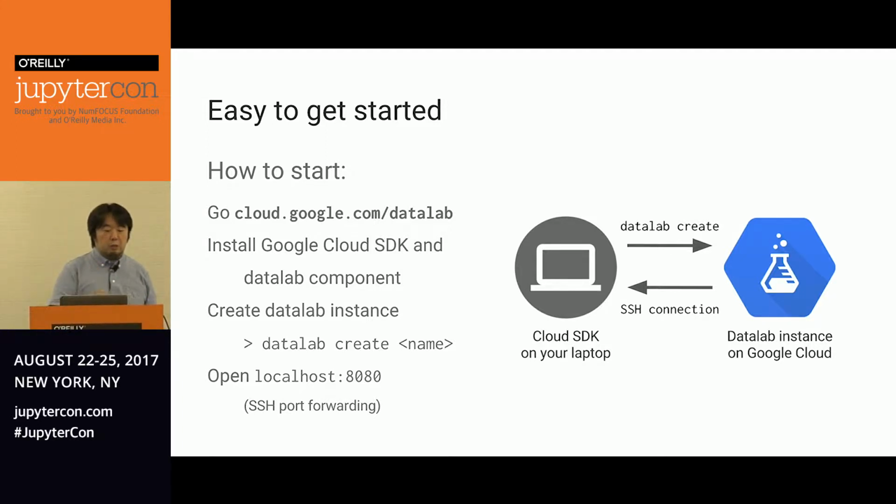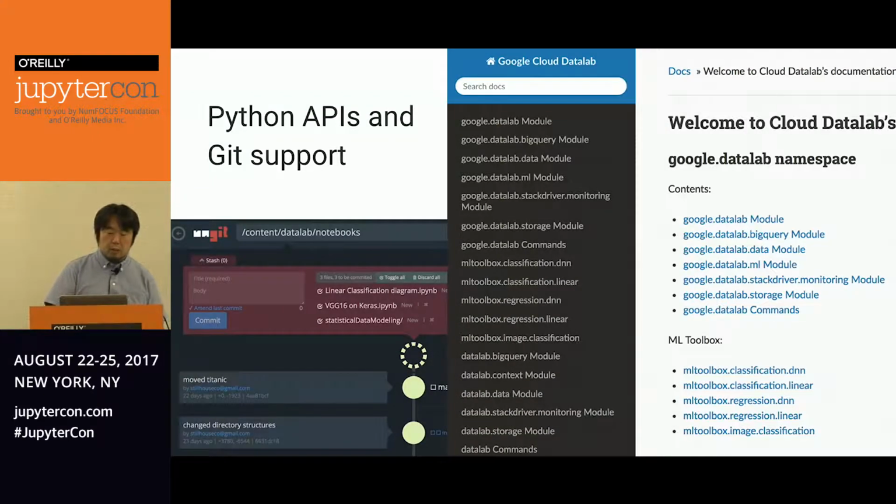And then the datalab command will establish an SSH connection between the virtual machine and your laptop so that you can open your browser and access localhost 8080 to open the notebooks within your laptop. But your instance is running on the cloud. It's so easy. It provides all the APIs to access the Google Cloud services like BigQuery or Machine Learning Engine. And also it provides Git support.